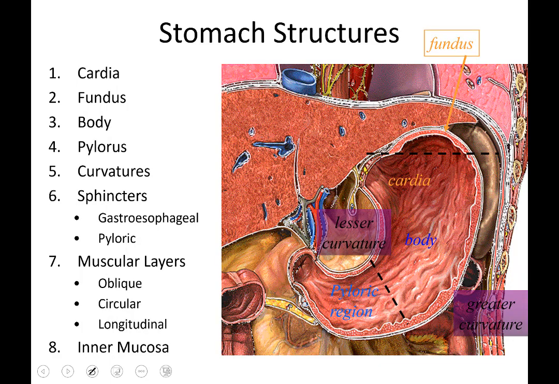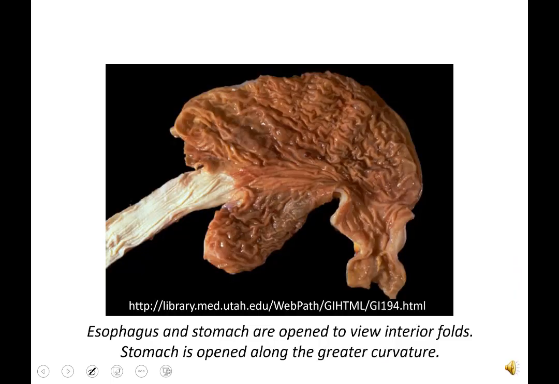You can see these a little nicer in this drawing. Again, I want to point out the oblique layer. This is the only place that we're going to have this extra muscle layer as an oblique layer. The longitudinal is going to be the most superficial of these three muscle layers. It's going to be adjacent to the circular, which will then be adjacent to the oblique in the stomach.